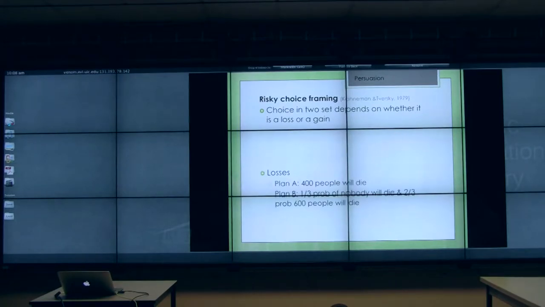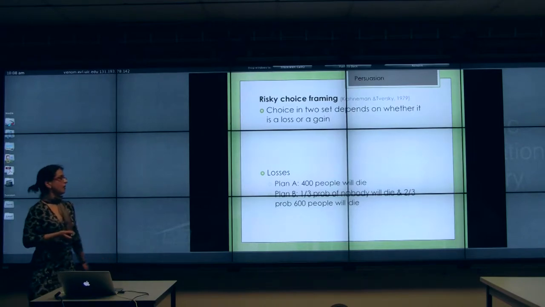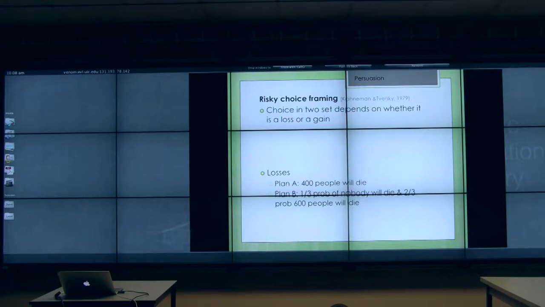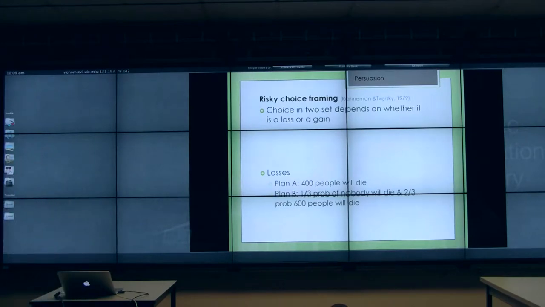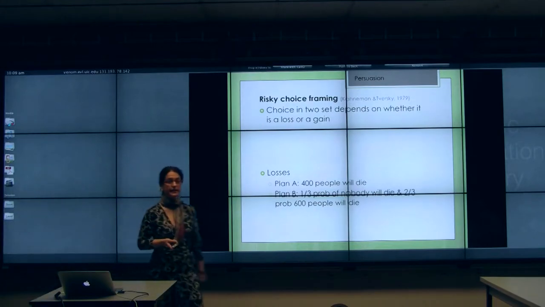Now let's change things. Now I'm going to frame it in terms of losses. Plan A, 400 people will die for sure. Plan B, a third of the people will not die, and two-thirds of the people will die. So expected value of the first one? 400 people will die. And expected value of the second one? How many people would choose plan A? Raise your hands. How many people would choose plan B? Exactly what the theory predicts. When it comes to losses, people are risk-seeking.